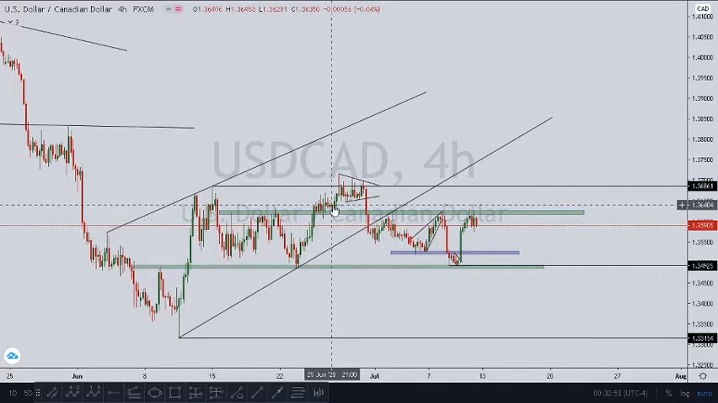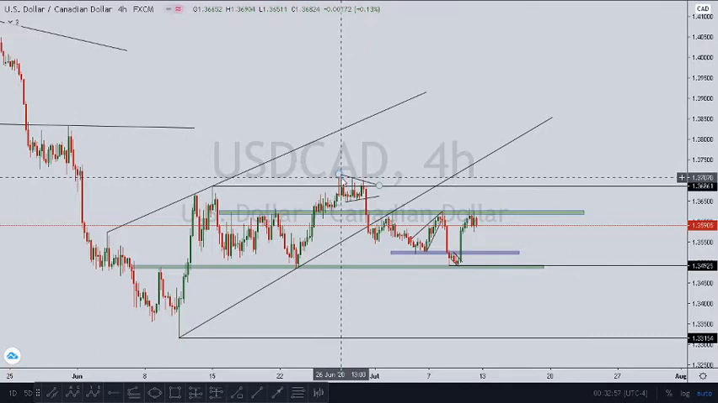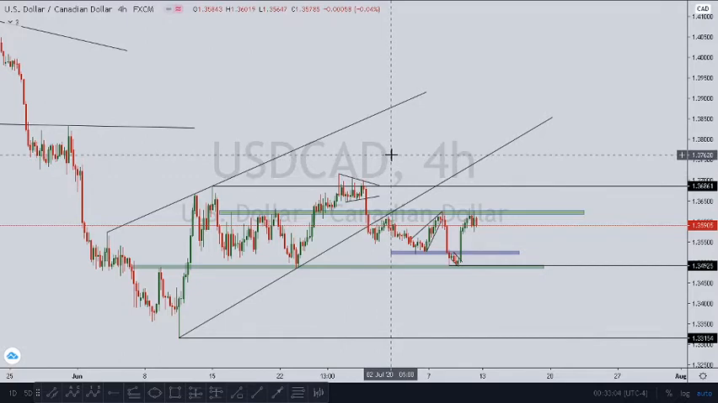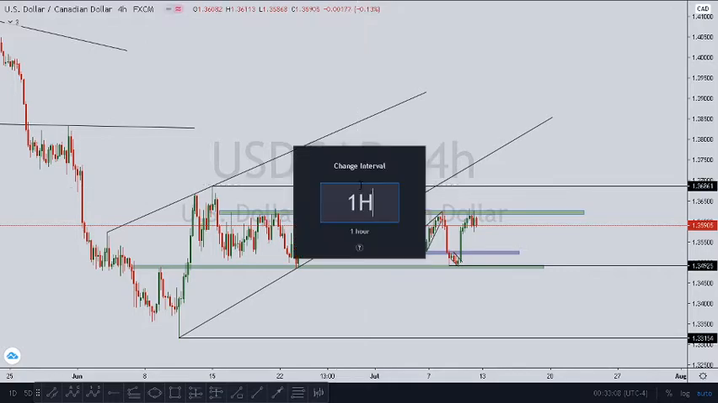After rejecting, we see that price came all the way up and just would break this level. It will go above, but it wouldn't close above. What does that mean? Rejection means what? Selling or buying is taking place, but in this case, it's the sellers. So we're going to go on the hour time frame for more clarity.